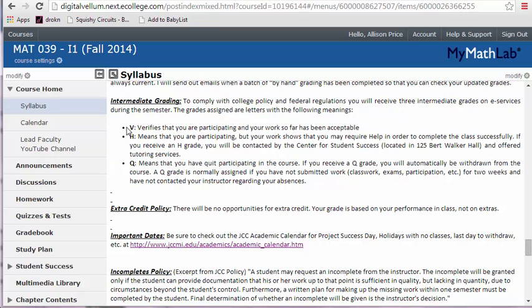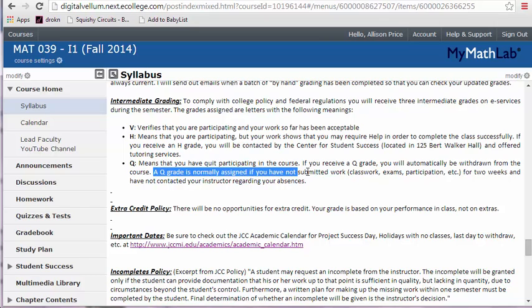If I submit a V, you probably won't even know that I did so. A V just verifies that you're participating and that your work has been acceptable. If I submit an H, it indicates that you are participating but need more help in order to be successful. You may receive a call from the Center for Student Success offering you tutoring services or other information about services that are available to students. If I enter a Q, it means that I believe that you have quit participating in the course. You will be automatically withdrawn from the course.